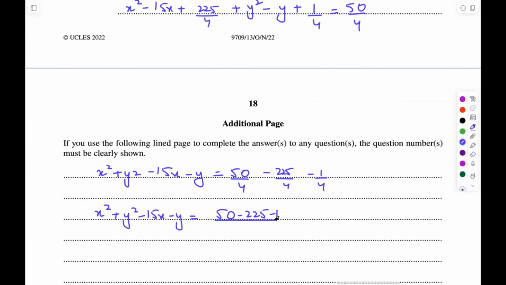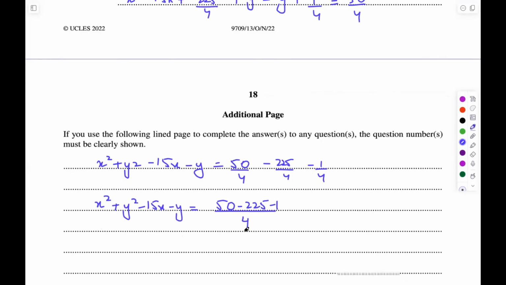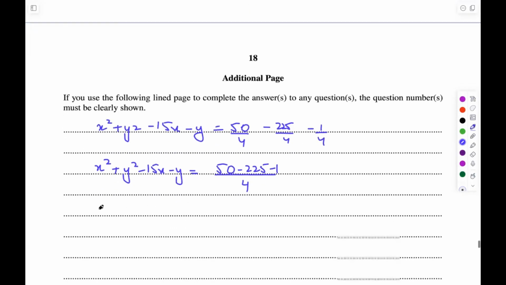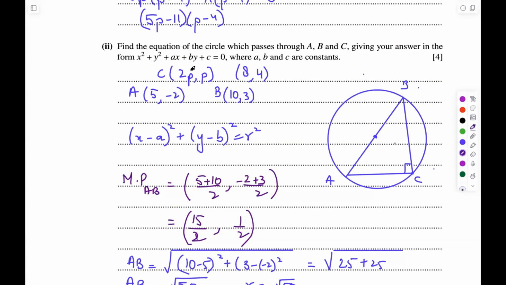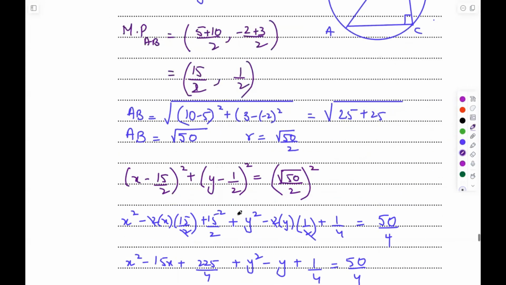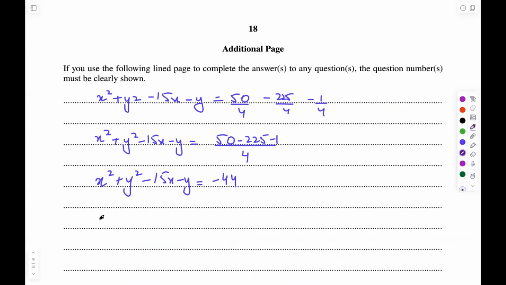Simplifying, 50 minus 225 minus 1 is equal to minus 176, and 176 divided by 4 is 44. This will be written as x squared plus y squared minus 15x minus y is equal to negative 44. Now, as we had to give our answer in the form x squared plus y squared plus ax plus by plus c equals 0, we'll bring the negative 44 to the left hand side and write the final answer as x squared plus y squared minus 15x minus y plus 44 equals 0.